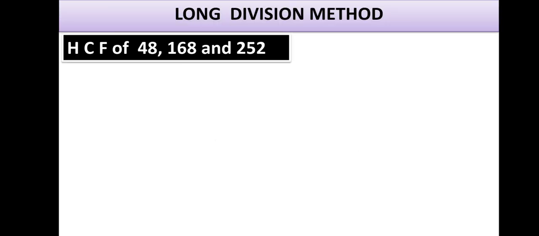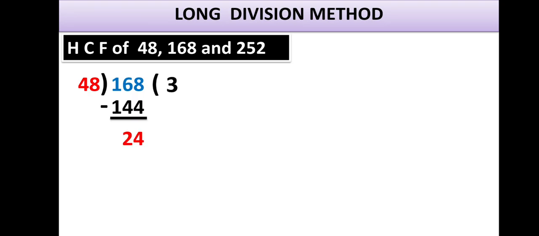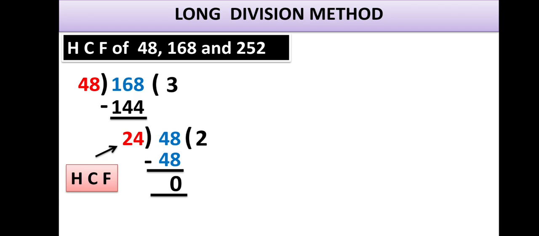So let's see here. Let's take three numbers 48, 168 and 252. Here we can take any two numbers, it's our choice. So let us take 168 divided by 48. Let's find the HCF of 48 and 168 now. So 48 3s are 144, so the remainder is 24. Once we get the remainder, we bring the divisor as the dividend. So 24 2s are 48, the remainder is 0. So here, as we get 0, the HCF is 24.